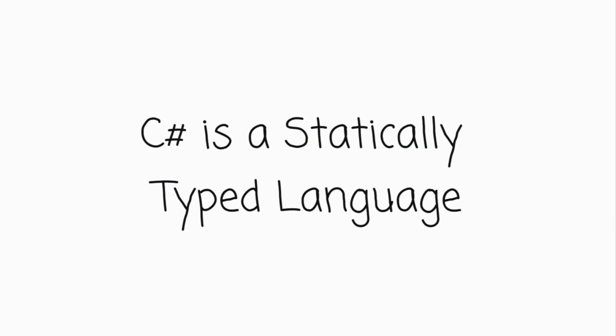C# is known as a statically typed language. This means you must declare the type of each variable before you use it. By specifying the type, like int for integer or string for text, you're telling the program exactly what kind of data each variable will hold.